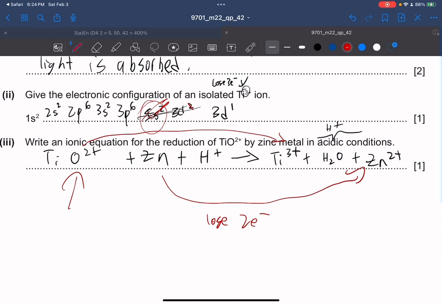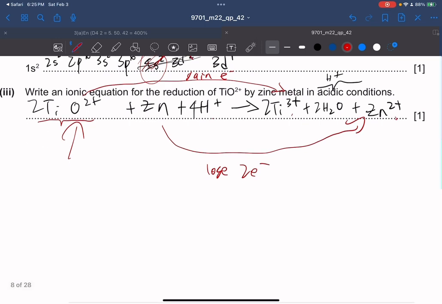But in this case, it is actually only gaining 1 electron. So to make it so that it's gaining 2 electrons, we can do that. And then now we just have to balance out the oxygen. So we need 2 water, and therefore now we can balance the hydrogen. Just to check if it's balanced, this is 4 plus, this is 4 plus, 6 plus, 8 plus. So perfectly balanced on both sides.